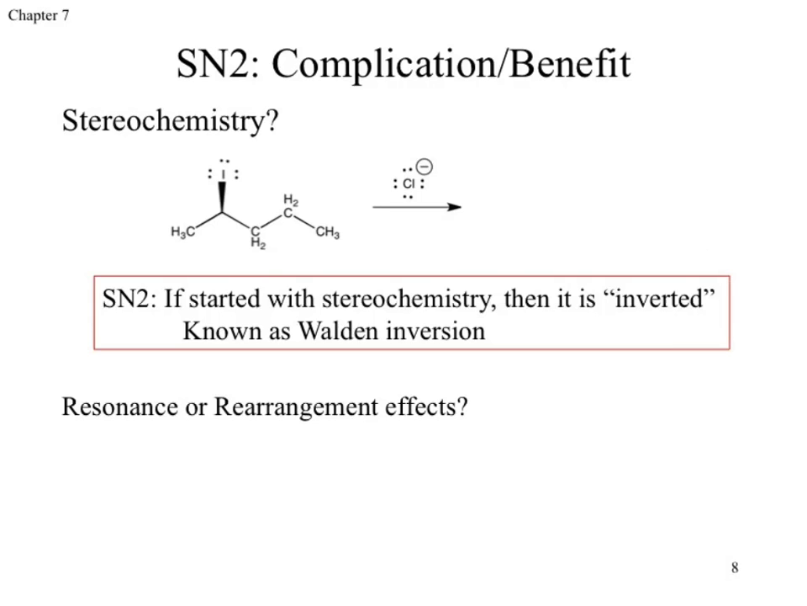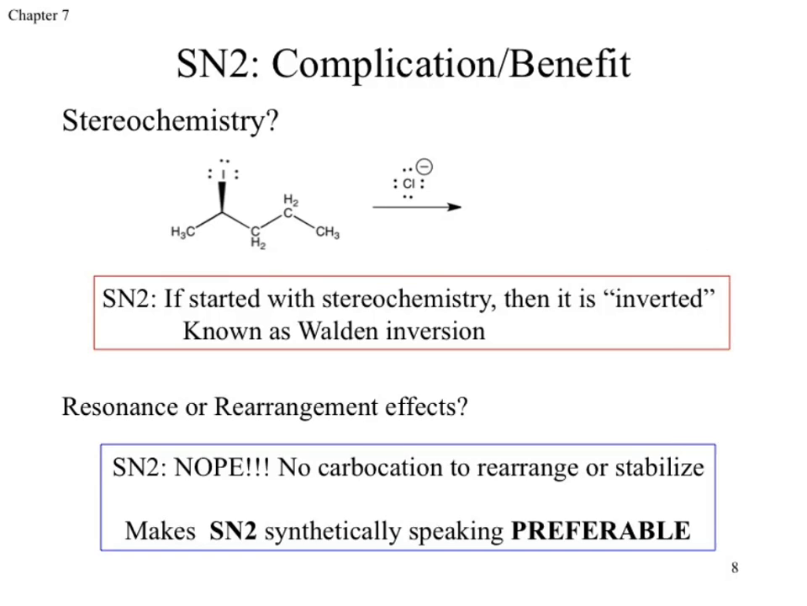Do we have to worry about resonance or rearrangements? When did we worry about resonance and rearrangements? When you have a carbocation. Is there a carbocation in the SN1 or in the SN2 mechanism? No. So this is a nice thing about the SN2 reaction. Since there is no carbocation, there are no rearrangements, there are no resonance issues, which makes things even better for us for a couple reasons. Synthetically, it's going to be preferable because I don't have to worry about all these other weird things happening within the reaction. Take it a step further and look at the stereochemistry.